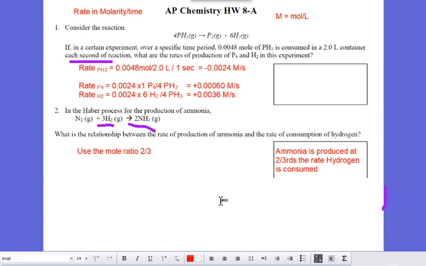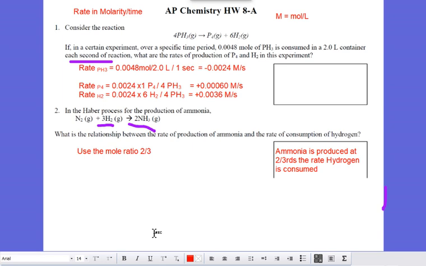The other two things we're supposed to figure out are the rates of production of the phosphorus and the hydrogen on the product side. This is not difficult at all. Now that we know the rate for the PH3, we can just use the mole ratios. For every 4 PH3s, there's going to be 1 P4. That's what's going on right here. We have the 1/4 ratio and a 6/4 ratio to convert from PH3 to P4 and to H2. Those two rates are both positive because we are producing those two compounds.